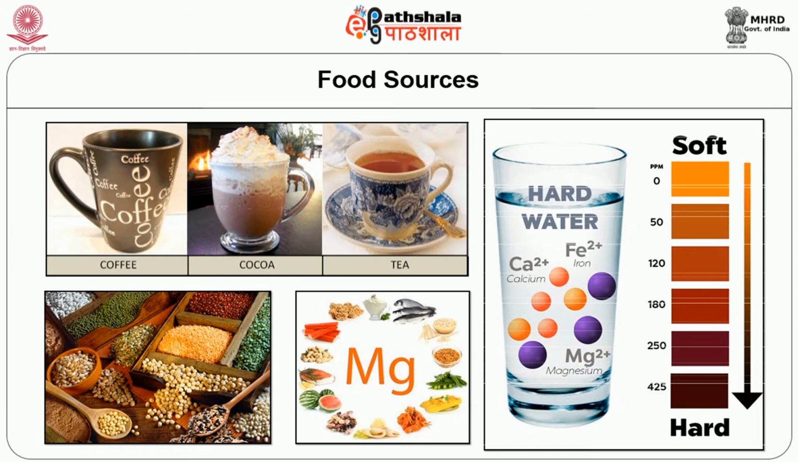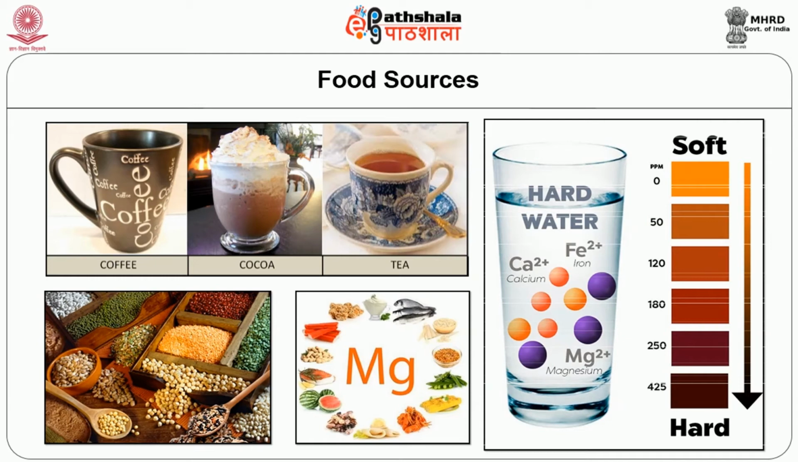Magnesium is found in a wide variety of foods and beverages. Beverages rich in magnesium are coffee, tea and cocoa. Foods particularly high in magnesium include nuts, legumes and whole grain cereals like oats and barley. Chlorophyll found in green leafy vegetables contains magnesium.